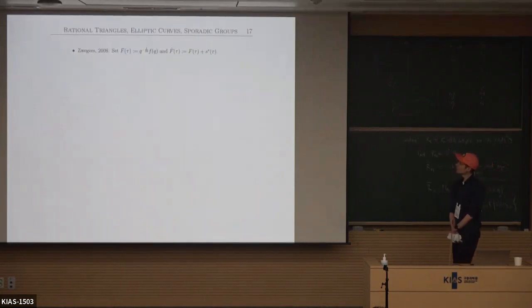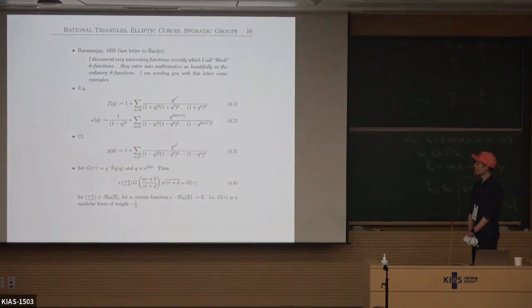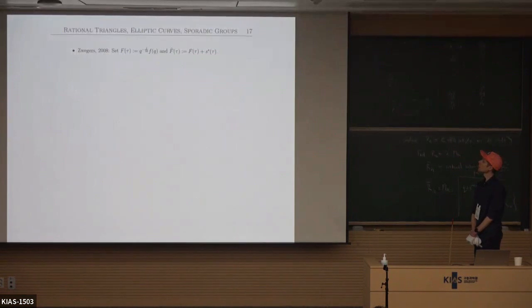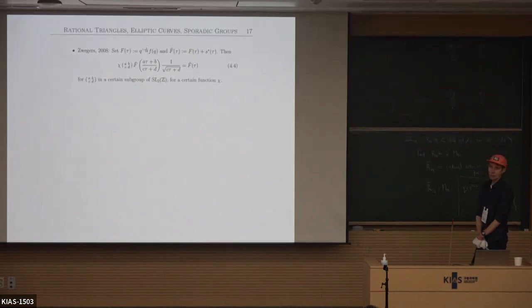Thanks to the work of Zwegers decades and decades later, we can make a counterpart statement for Mock theta functions now. Okay, so here's how it goes. We make a similar adjustment: multiply f by a suitable power of q, and we add a correction term. This thing I've called S star.